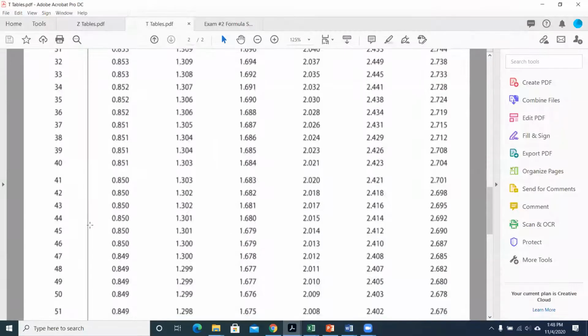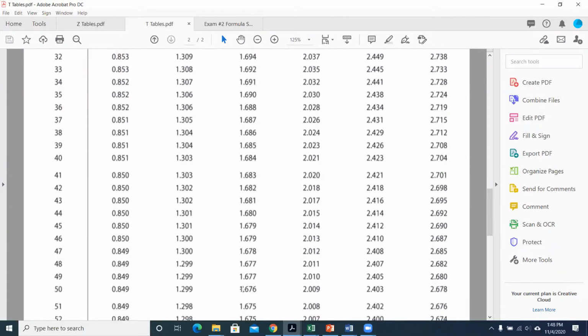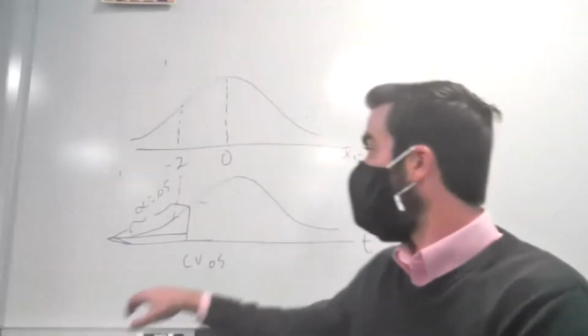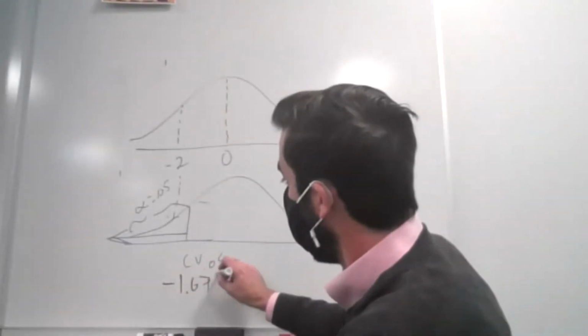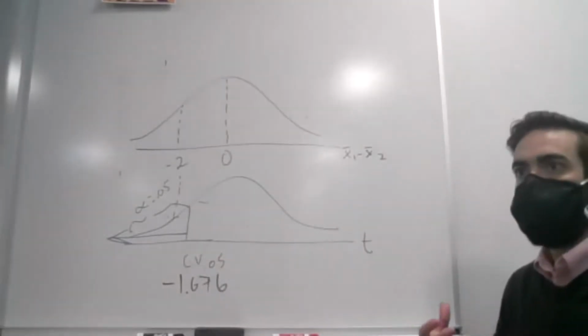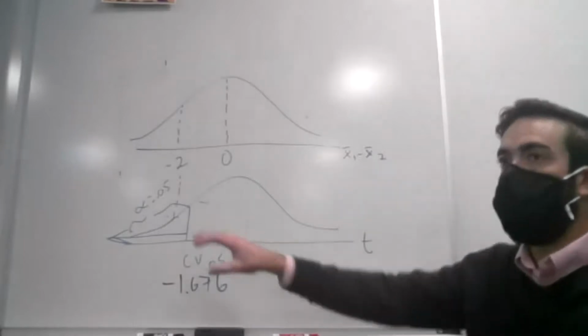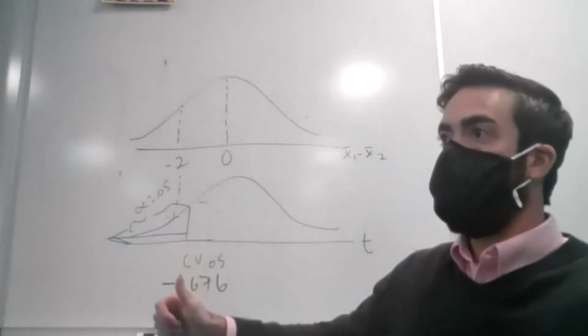So if I have degrees of freedom of 50, and I want 0.05 in that lower left tail, it's 1.676. But remember, the student t table will give me the value, but I have a left-tailed test, so it's going to be that value, but negative, right? I can get the absolute value for a left-tailed test from that student t table, but I have to remember my critical value should always be negative.